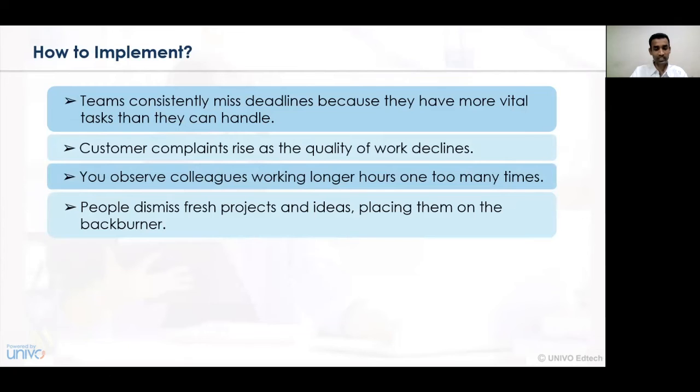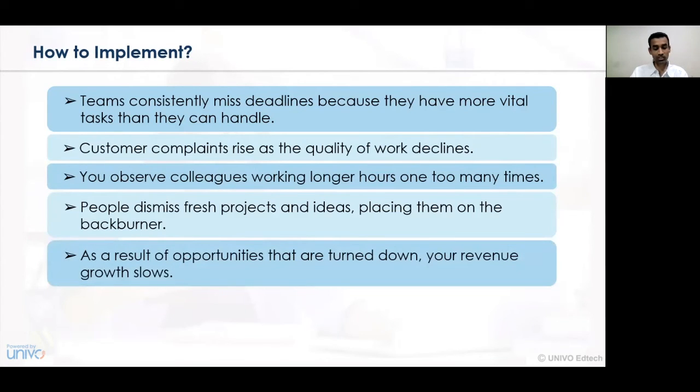People dismiss fresh projects and ideas, placing them on the back burner. In this case, whatever fresh projects exist, one has to understand which project should be prioritized first and how allocation of resources should be undertaken for a certain project. Based on the availability of that project and of resources, a certain idea needs to be implemented, and accordingly the adjustment between the available resources and the existing or new resources should be identified.